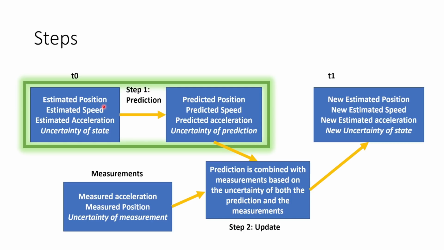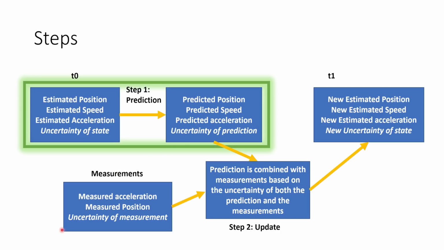And in this step, we use the estimates of position, speed, and acceleration to predict what the position, speed, and acceleration will be one time step later. So we use the estimates from t0 to predict what the parameters will be at t1. And we also calculate the uncertainty of that prediction, how unsure we are about that prediction, based on our uncertainties about our existing state, t0, and also our uncertainty about the process in general.